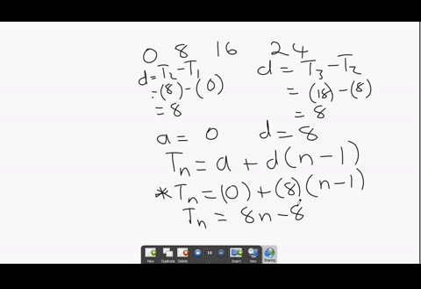It's very simple. Once you have found your a, and once you have found your d, you substitute into the formula. And remember, in our next exercise we're going to show you how to use this one.